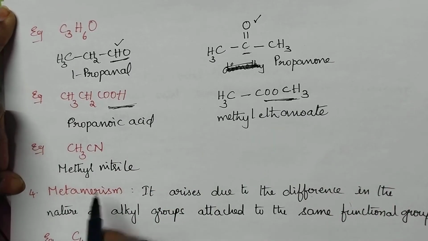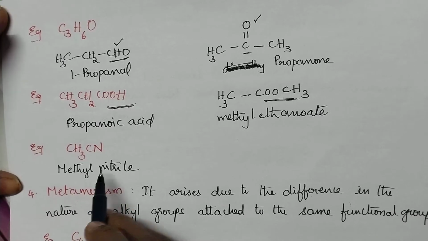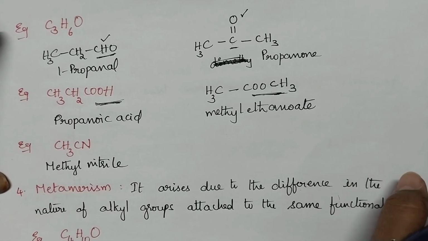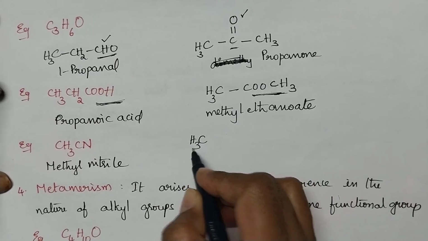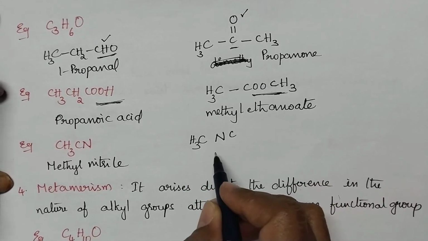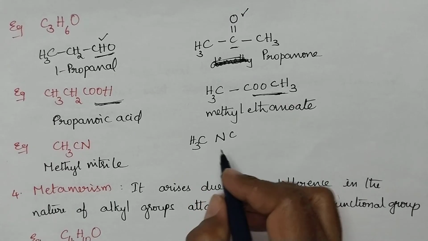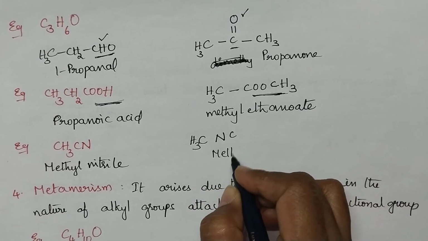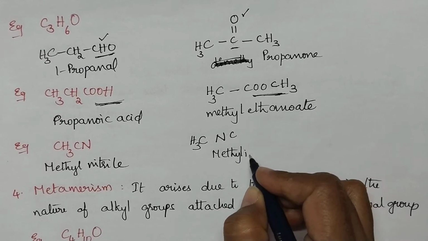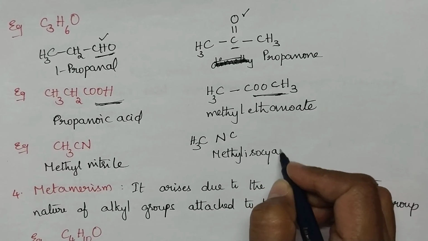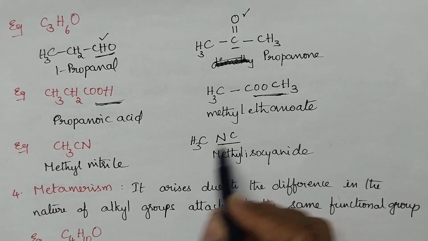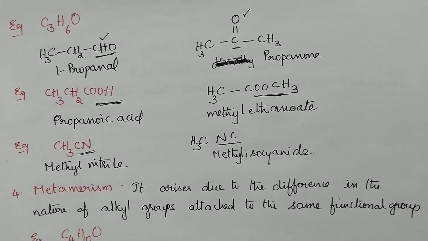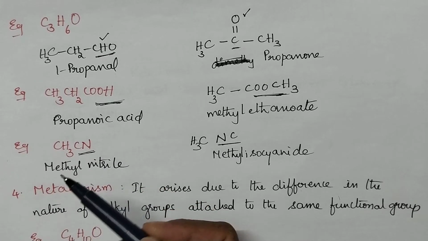In a similar way, when we consider the methyl nitrile group, the corresponding functional isomer will be CH3NC. That means it is the isocyanide. It can be called methyl isocyanide. So from this example, it is very clear that isocyanide is the functional isomer for the cyanide group or nitrile group. Is it clear about the functional isomerism?